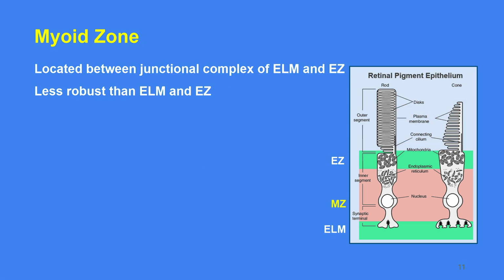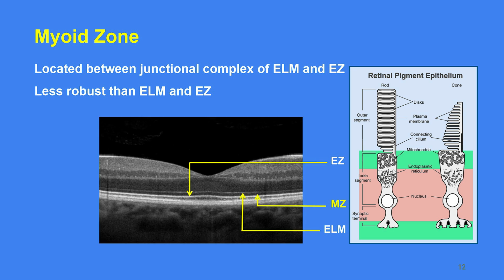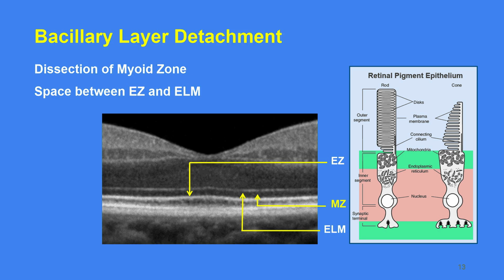Now, let us focus on the myoid zone. This zone is sandwiched between two junctional complexes, namely, external limiting membrane and ellipsoid zone. Myoid zone is structurally less robust than the external limiting membrane and the ellipsoid zone. Here we see the OCT and histological correlation of these layers. The ellipsoid zone and the ELM are the robust junctional complexes present on two sides of myoid zone.